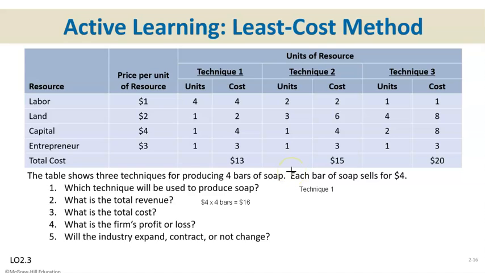Question 3, what's the total cost? This you have already solved for in the table. You have to just decide which of the total cost you're using. Since we're using technique 1, then the total cost is $13.